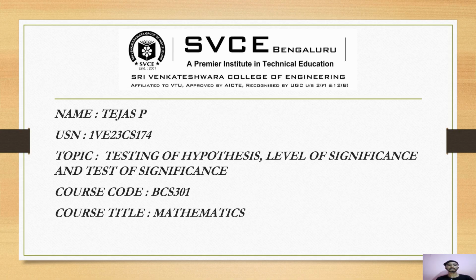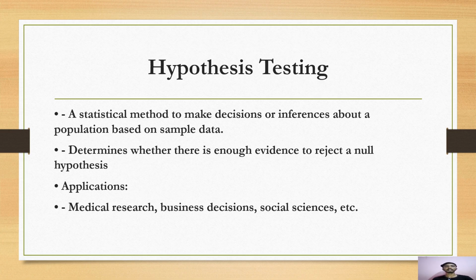Today let's discuss testing of hypothesis, level of significance and test of significance. Hypothesis testing. Hypothesis testing is a statistical method to make decisions or inferences about a population based on sample data. It determines whether there is enough evidence to reject a null hypothesis.